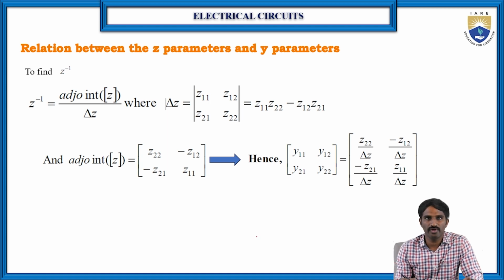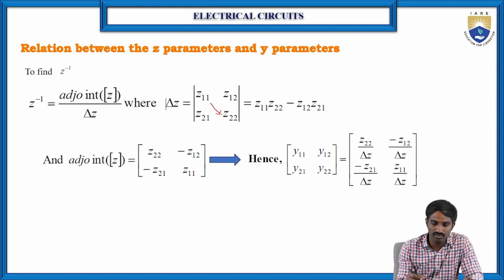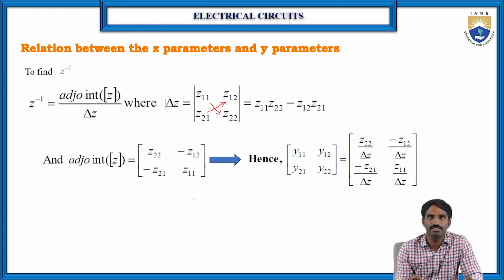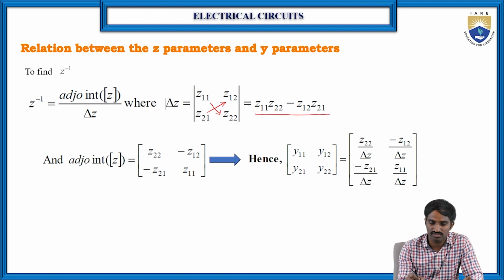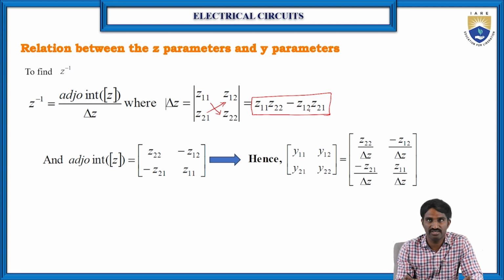So how to find the z inverse? As we know already, the z inverse is equal to the adjoint of the z matrix divided by delta z. And you know already delta z is nothing but the determinant of this matrix. So the determinant of the matrix is given by this equation: z11 into z22 minus z21 into z12. So this equation represents the delta z value, right?